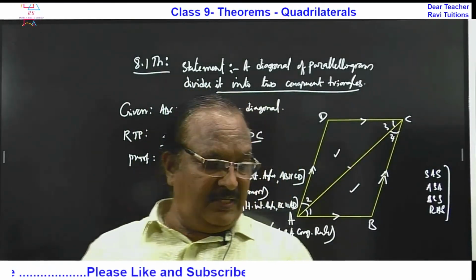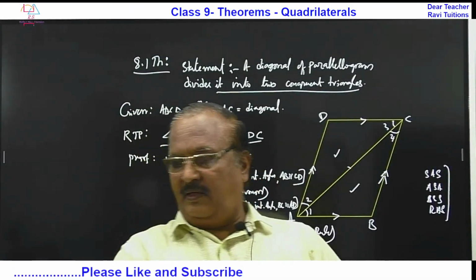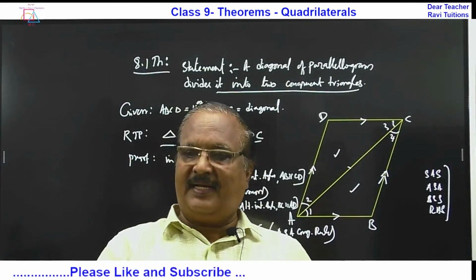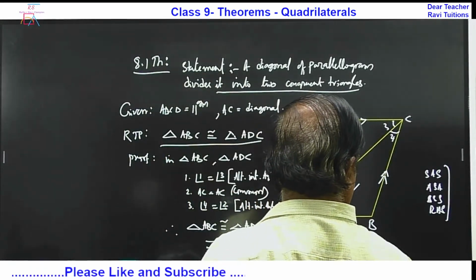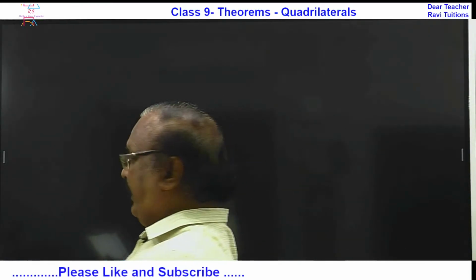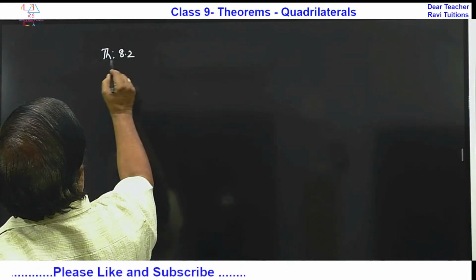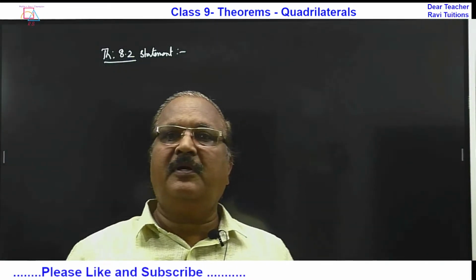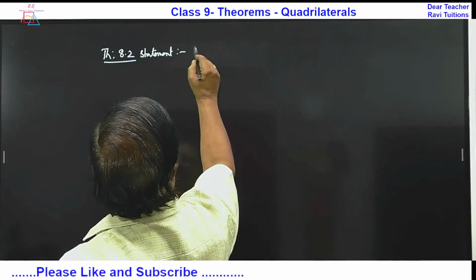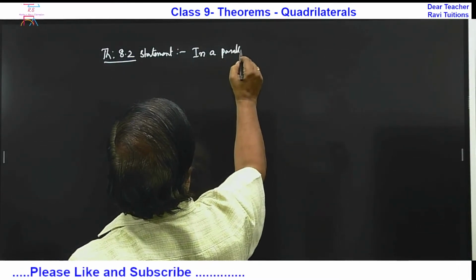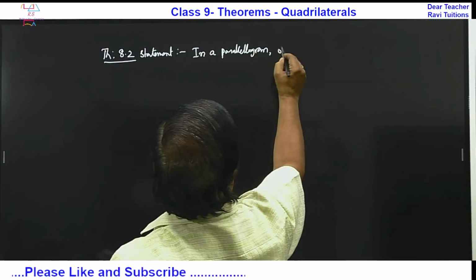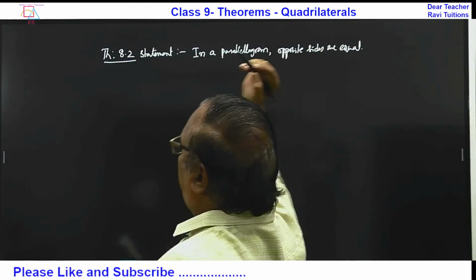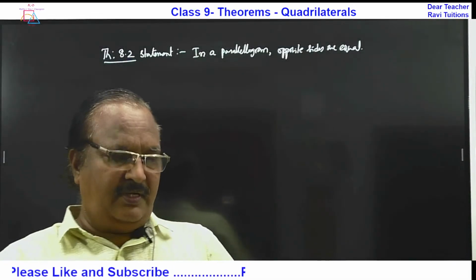So now let us go to the second theorem. I am teaching parallelogram theorems, quadrilateral theorems. So the first theorem is over, and let us go to the second theorem. Theorem 8.2. Statement: In a parallelogram, opposite sides are equal. So this is the first property of parallelogram.